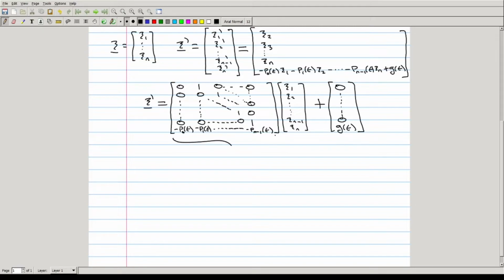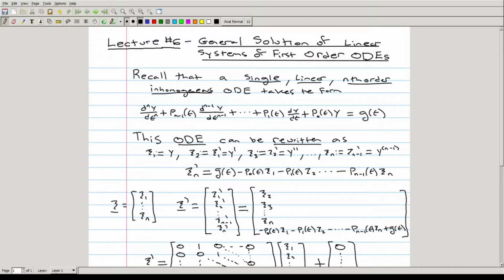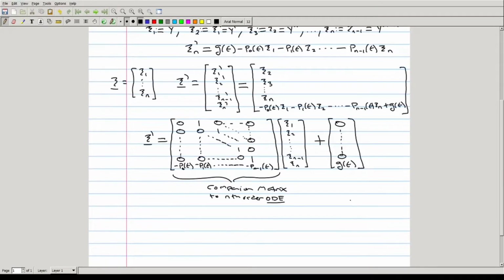This matrix is sometimes called the companion matrix to the nth order ODE above. So to this ODE right here, and this is sometimes called a forcing function. G of t is also sometimes called a forcing function as well, so don't get confused.